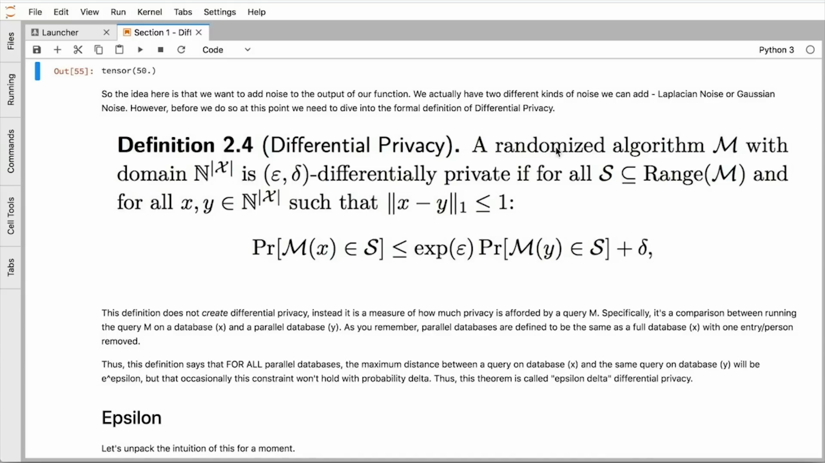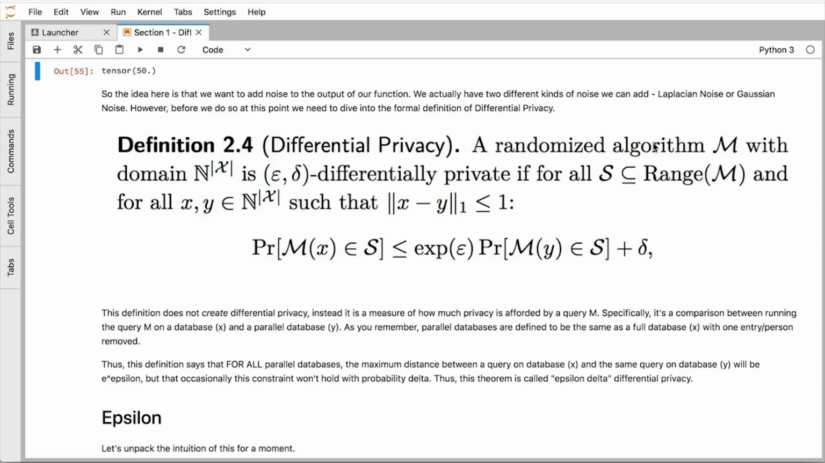A randomized algorithm M with domain natural numbers, absolute value of x, so this is basically saying a certain set of natural numbers, is epsilon delta differentially private if for all s in the range of M and for all x, y in x such that x minus y is less than or equal to 1. Okay, so let's reread this a bit more intuitively.